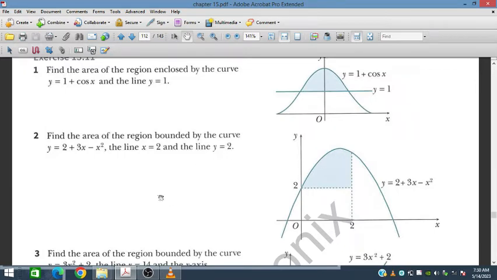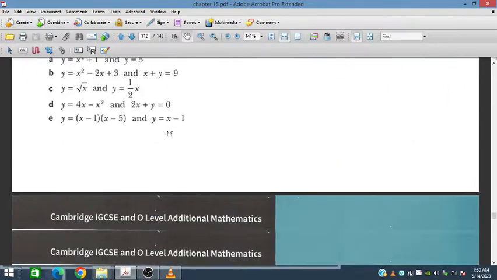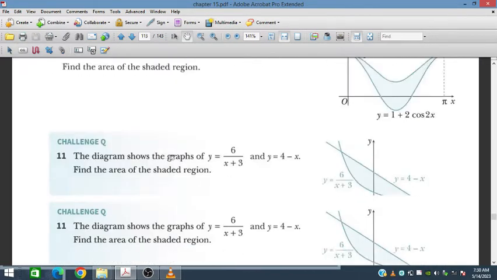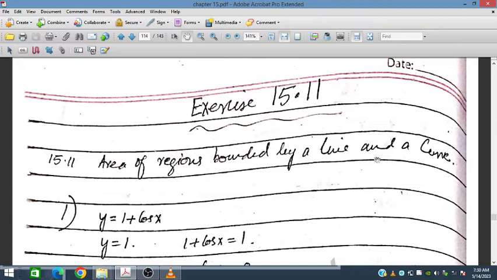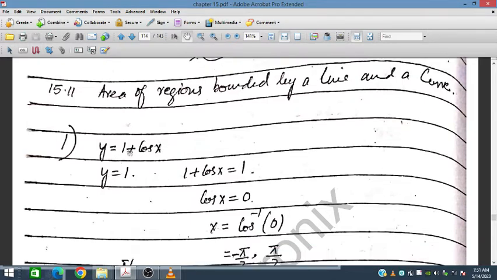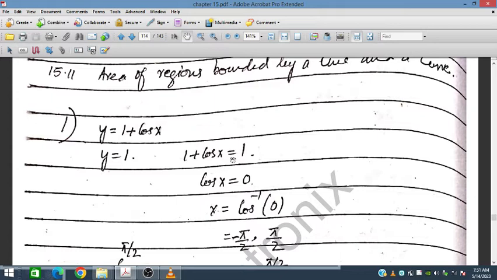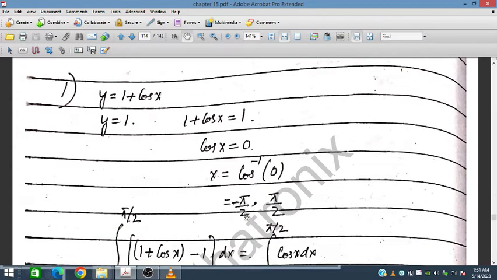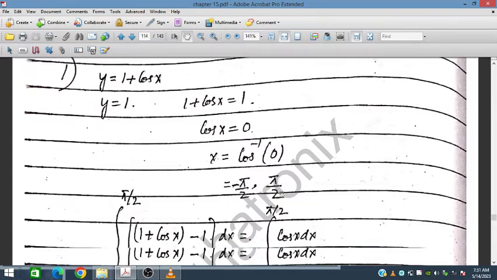So similarly, we will solve this kind of problem. So let's start this one. Area of the region bounded by a curve. So we have y is equal to 1 plus cos x, and y is equal to 1. So 1 plus cos x is equal to 1. So this is a line and this is a curve. So from this we have cos x is equal to 0, so x is equal to minus pi by 2 to plus pi by 2.